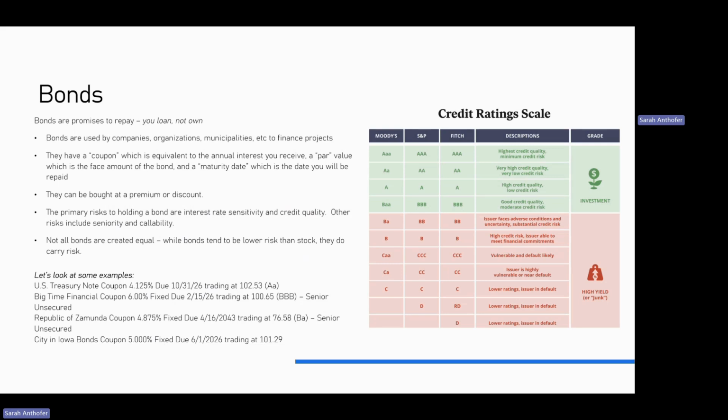They're going to have what we call a coupon. The coupon is what is equivalent to the annual interest that you're going to receive. They also have a par value, which is the face amount of the bond that you bought, and a maturity date, which is the date that you're going to be fully repaid. So when you see a bond listed, it's usually going to tell you within the bond what its annual interest rate is and what your par value is. So if I'm buying, $1,000 is my par value. And then it will tell me the month and year that it will mature.